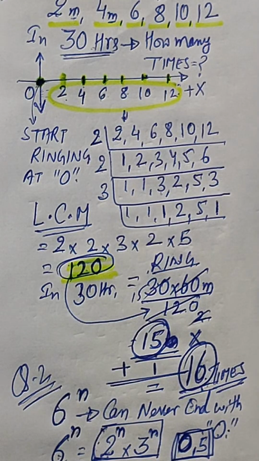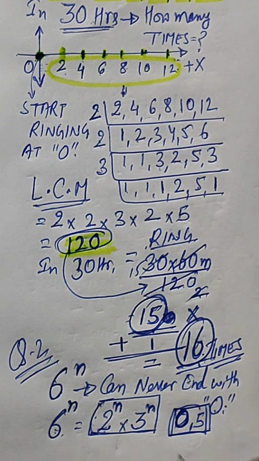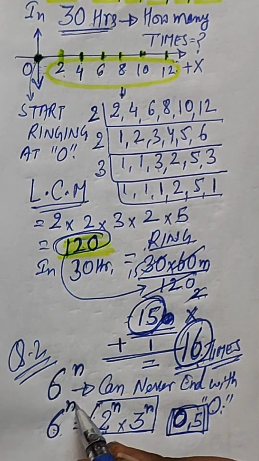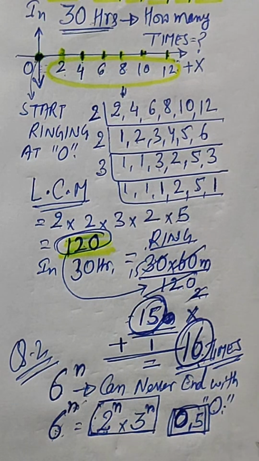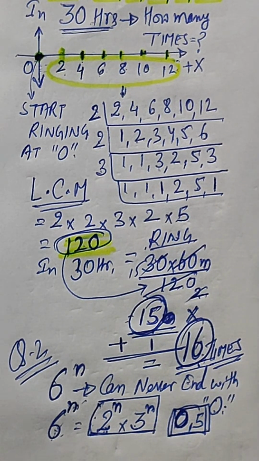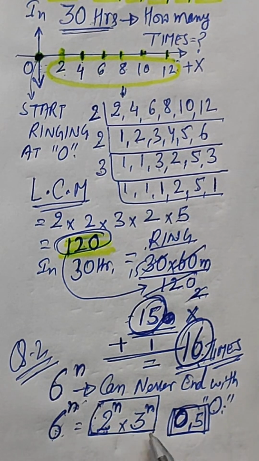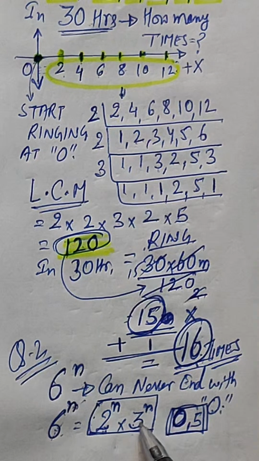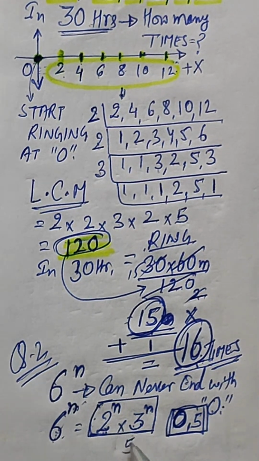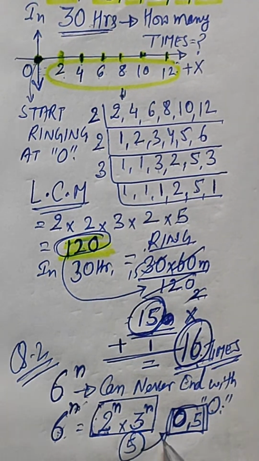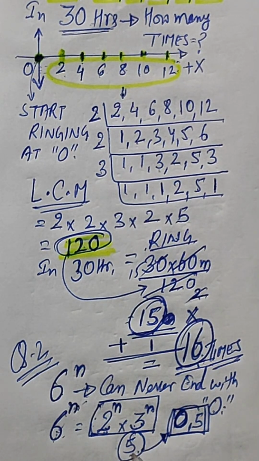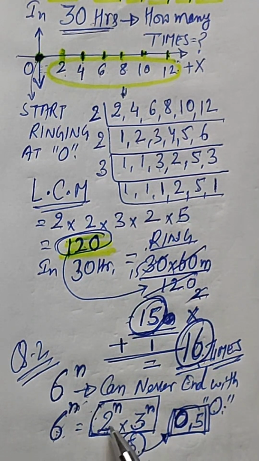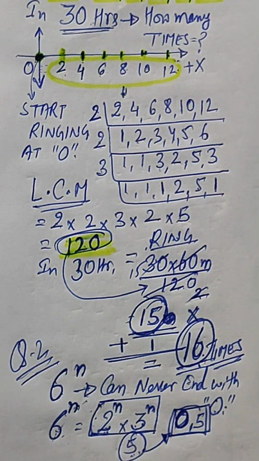Then in this case, if you see this number 6 power n, it can be written as the factors 2 and 3, right? And 2 and 3 will not have any factors other than 2 and 3, and they will not have 5, which ends with 0 or 5, right? So definitely we can say 6 power n will not be having this one, right?